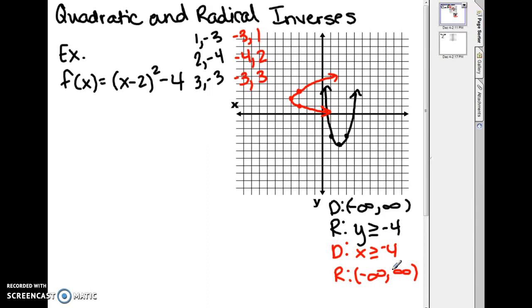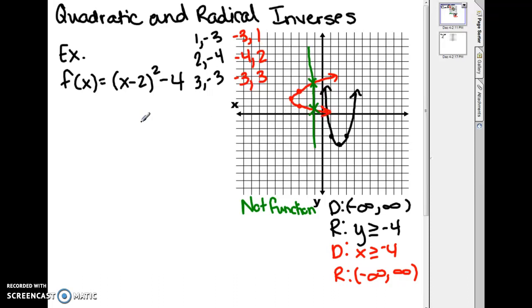Okay. Next, you're going to determine if this inverse is a function. So to do that, I do the vertical line test, which if I draw a vertical line, it does not pass the vertical line test because it passes more than once. So this one is not a function. The inverse is not a function because it passes the vertical line twice, and it can only pass it one time.